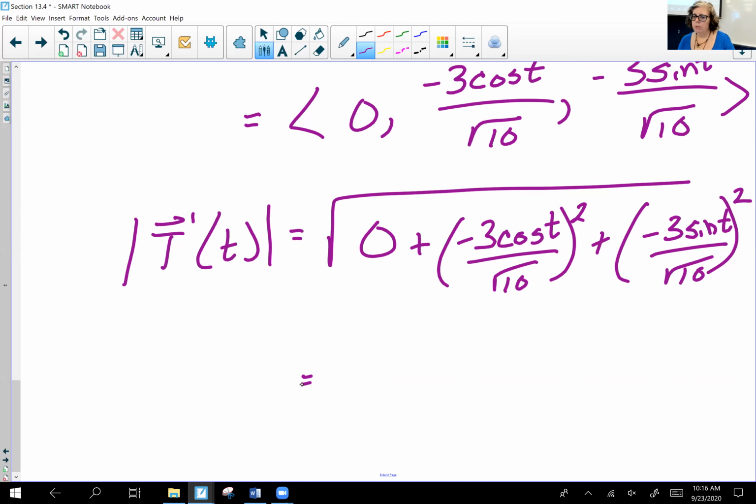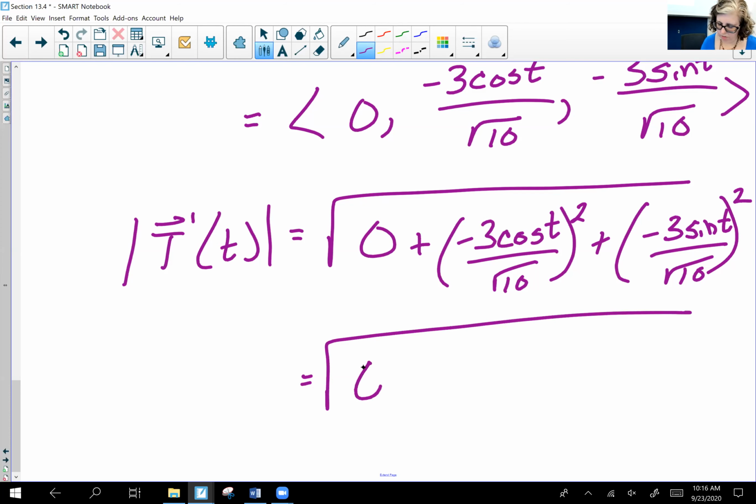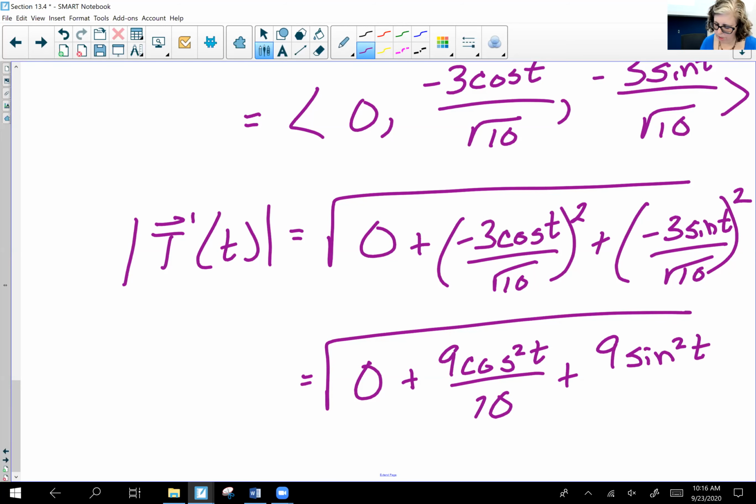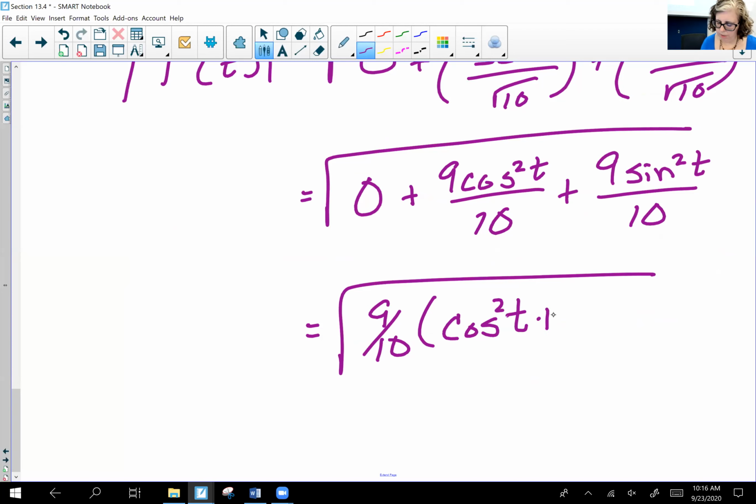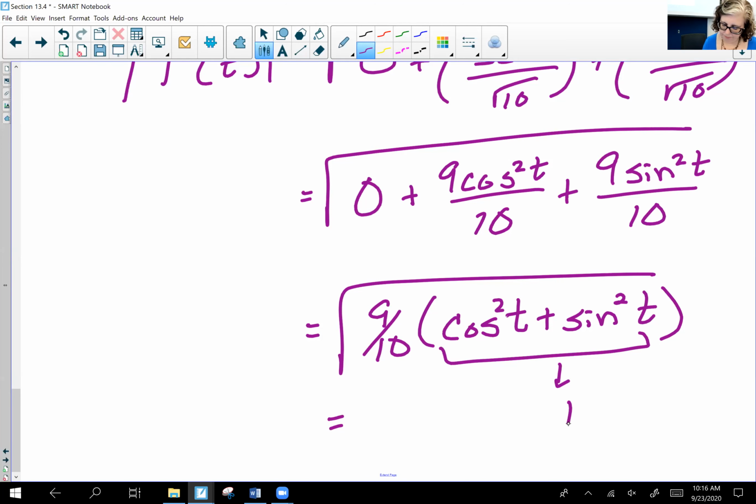Okay. So this becomes 0, 9 cosine squared of t over 10. And then we have 9 sine squared of t over 10. Once again, I can factor out 9 over 10, and that leaves me with cosine squared of t plus sine squared of t. This guy goes to what? He goes to 1.